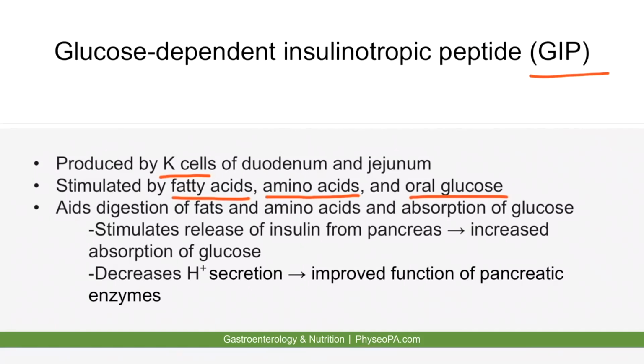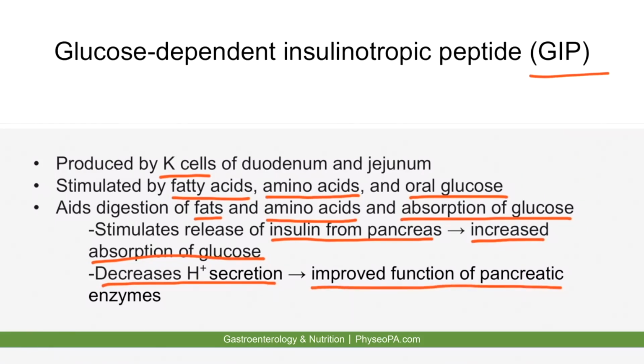And GIP aids in digestion of fats and amino acids and absorption of glucose. And it performs these functions by stimulating the release of insulin from the pancreas. And when that happens, of course, there will be increased absorption of glucose. For more information on insulin, please see our endocrinology chapter. Now, GIP will also decrease acid secretion, which, as mentioned before, when the acidity is decreased, there will be improved function of pancreatic enzymes. So let's draw this out.